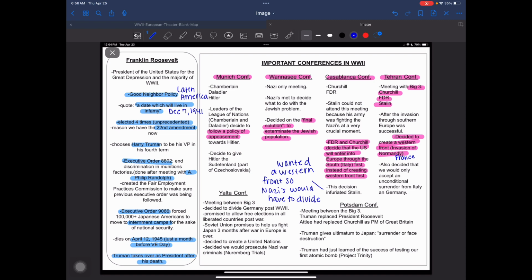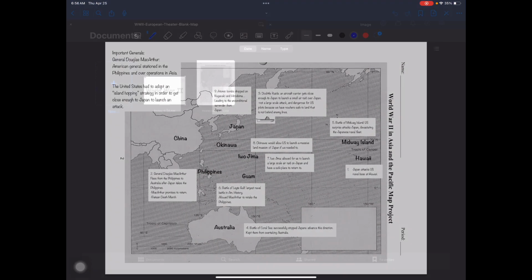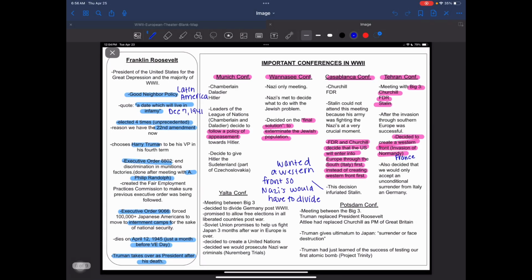So that is important in understanding that we are not invading our ally. Okay, excuse me for that.